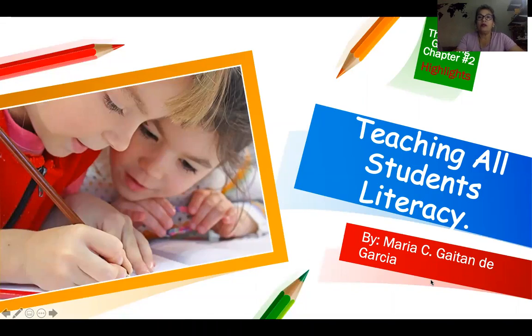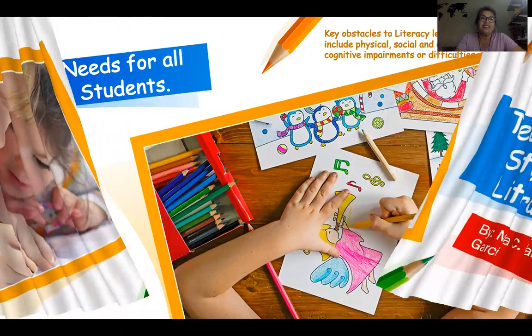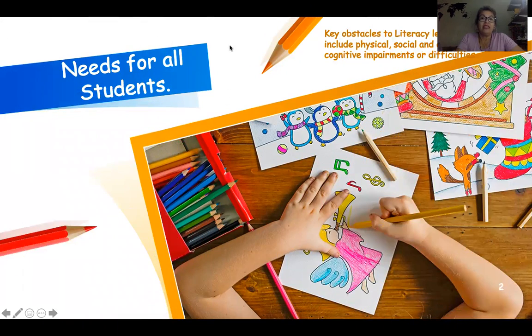I would like to share with you the highlights of chapter number 2, teaching all students literacy. Needs for students. It's one of my points that I would like to share. Key obstacles to literacy learning include physical, social, emotional, cognitive impairments or difficulties.